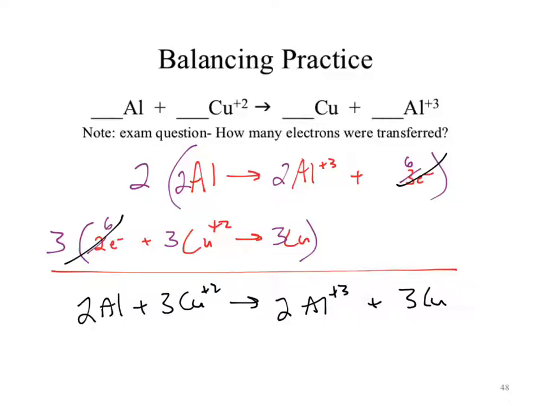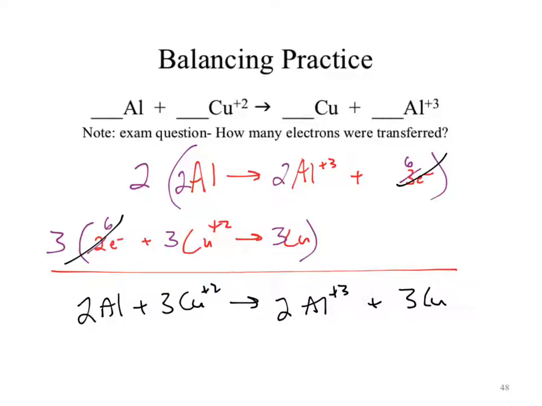Why is it not 12? Isn't 6 plus 6 12? They're the same electrons. The electrons ejected by the aluminum in the first equation, it ejected 6 electrons. Where did those 6 electrons go? They were absorbed by our copper plus 2. I'm not adding the total electrons all together because those 6 electrons are the exact same electrons. So the answer is 6 electrons were transferred.